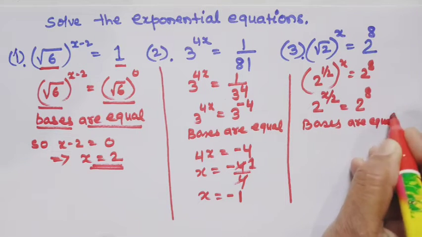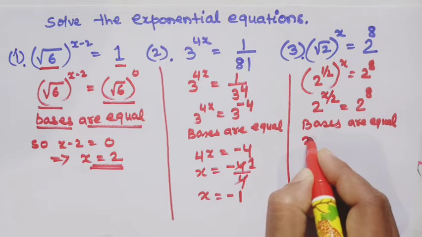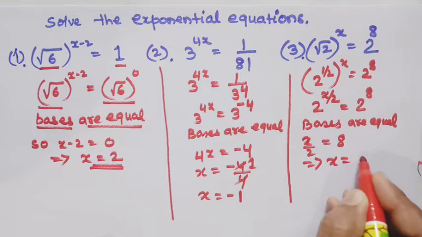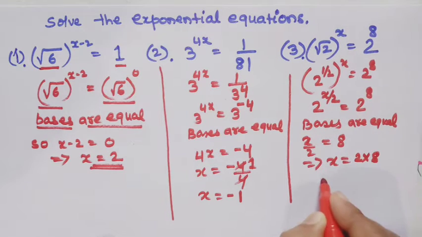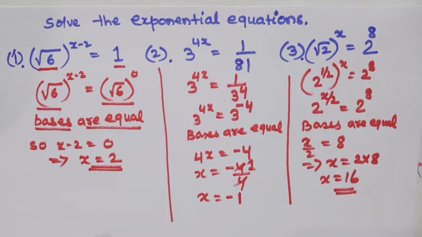So what are we going to do? We shall equate the powers. So x by 2 will be equal to 8, and this will say that x will be equal to 2 into 8, or x will be equal to 16. So this is how you can solve the exponential equations.